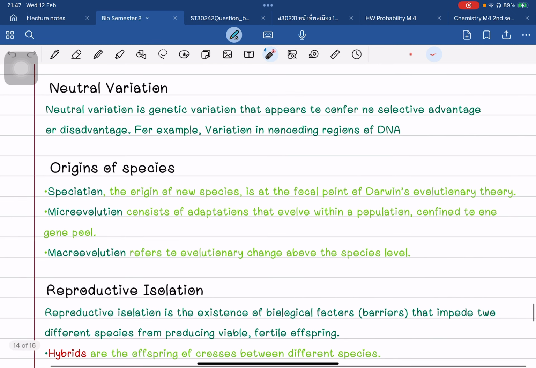The origin of species. We have 3 of them. So, speciation, the origin of new species, is at the focal point of Darwin's evolutionary theory. Next is microevolution, which consists of the adaptations that evolve within populations confined to one gene pool. And the last one is macroevolution, which refers to evolutionary change above the species level.